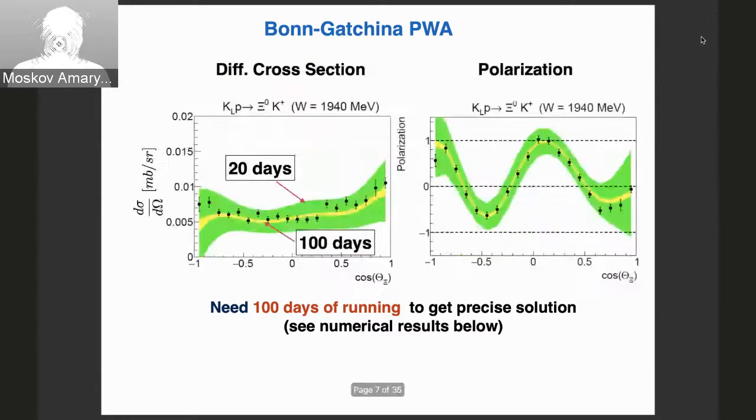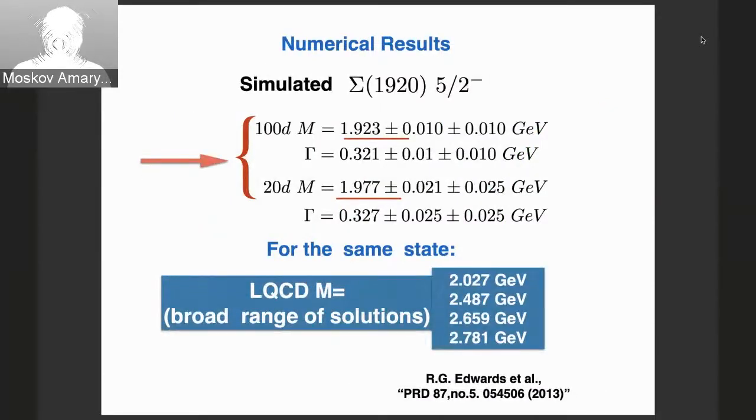What does it mean? Here is the same thing for differential cross sections and polarization. For example, if you simulate sigma 1920 5/2 minus, in 100 days you will get back exactly the same number. In 20 days, it will be off and not so accurate. Lattice QCD for the same mass is not conclusive, depending on the input parameters. Different numbers are coming out for this state, a broad range of solutions. So we need to measure it.